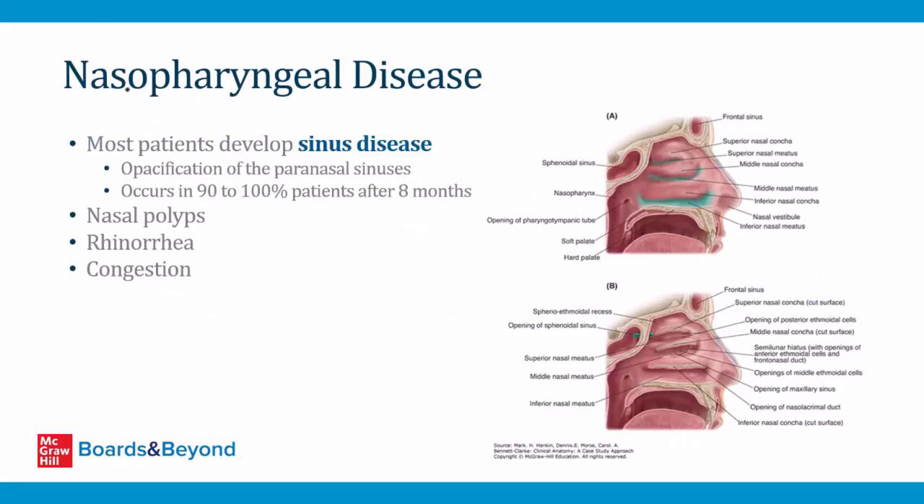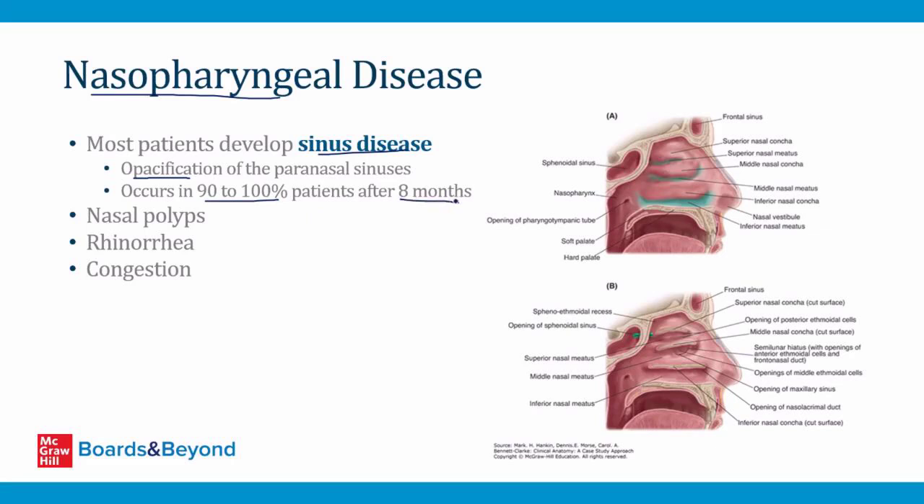Patients with cystic fibrosis can also develop nasopharyngeal disease, so let's talk about that. Most patients with cystic fibrosis develop sinus disease, and that's because of the same thing we've been talking about, those thick, sticky secretions. They clog up the sinuses. So when you do imaging of the sinuses in patients who have cystic fibrosis, often they are opacified, because they're filled with thick, sticky mucus. This occurs in about 90 to 100% of patients after 8 months of age.